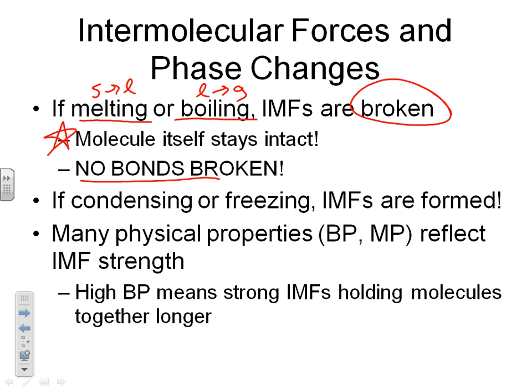And in the opposite direction, condensing or freezing. When we turn a gas into a liquid or a liquid into a solid, now we're talking about bringing our particles closer together, right? The gas particles have to move closer together, and they have to form IMFs in order to turn into a liquid. The boiling point and the melting point both are direct comments on intermolecular force of attraction strength, right? And we've seen this before. A high boiling point indicates that we have very, very strong intermolecular forces of attraction.